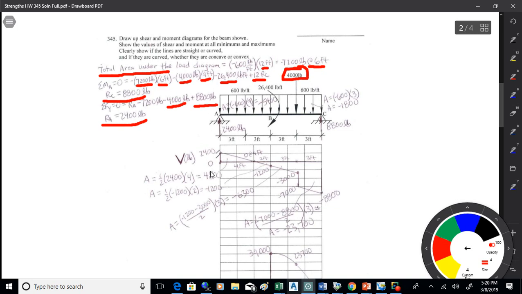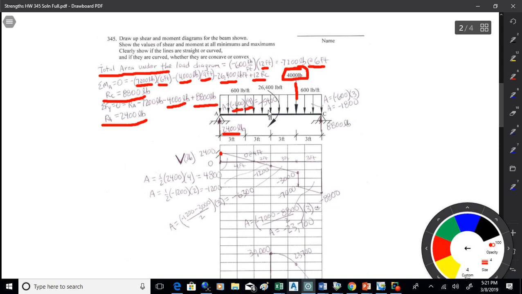All right, so I'm going to start at A at 0. I'm going to go up by 2,400. Then I'm going to start to come down by an amount that equals the area under the load diagram. Now I've got this big point load at 9 feet over, so I want to find the area to the left of it on the load diagram.